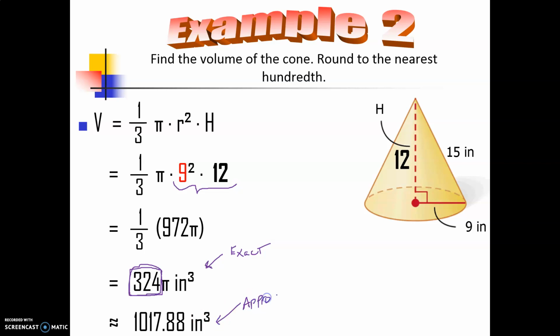which is 1,017.88 cubic inches. I skipped this portion in the last few problems of that first example and the first think pair share because we didn't get any nice whole number here. And quite often you won't because you're dividing by 3, so not every number is divisible by 3. But just check and make sure. If it works out, great. If not, just jump straight to the approximate answer and round to the nearest hundredths place.